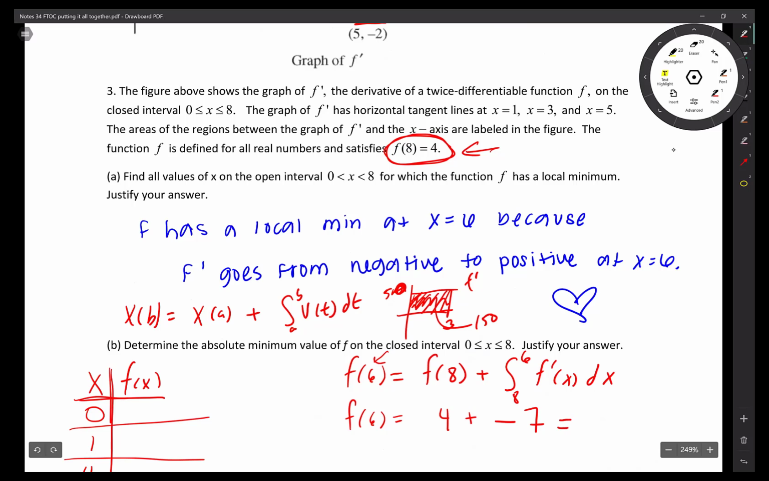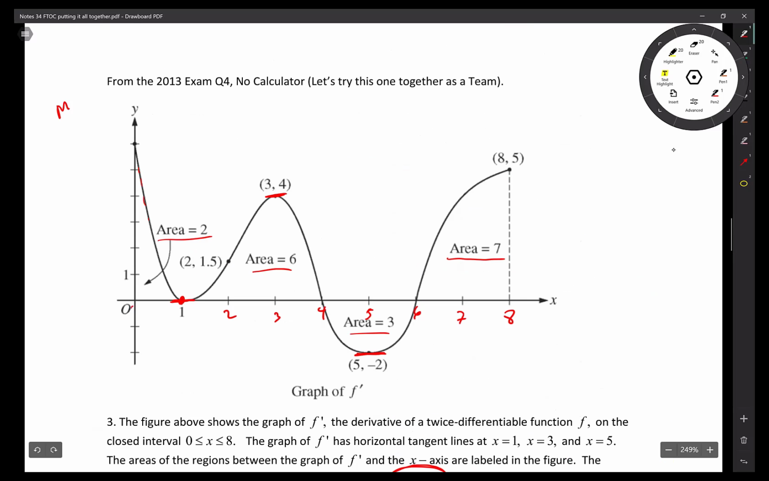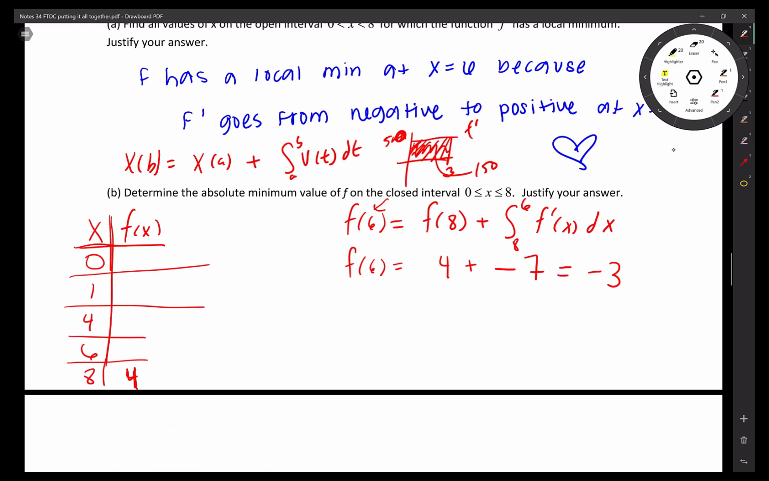What is 4 plus negative 7? Negative 3. We can do that, guys. Come on. This is no calculator, so we can at least do that. So plug in a negative 3 at 6. Okay, now I know what f of 6 is. Now I want to figure out what f of 4 is. So I come back and I write f of 4 equals, I already know where I'm at 6. So I'm going to write f of 6 plus integral from 6, what do I want now? 4 of f prime of x.